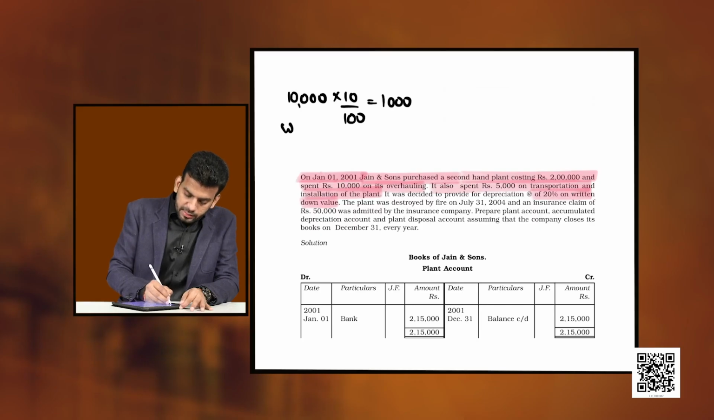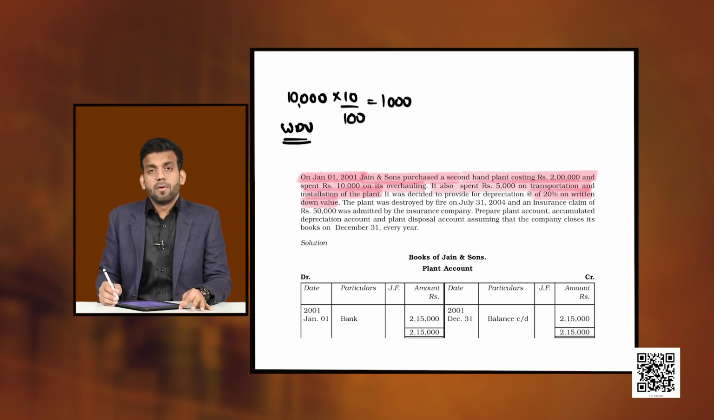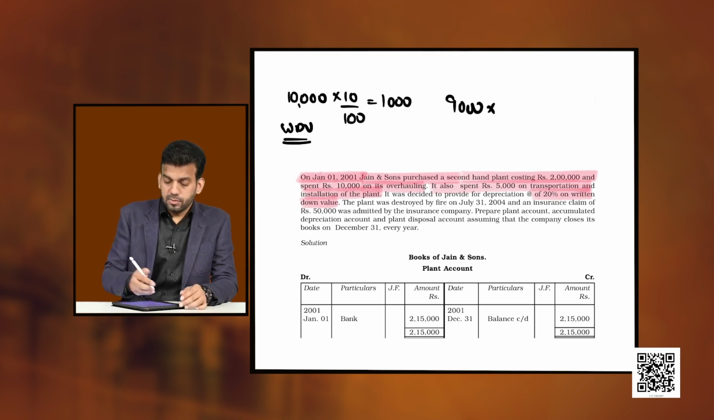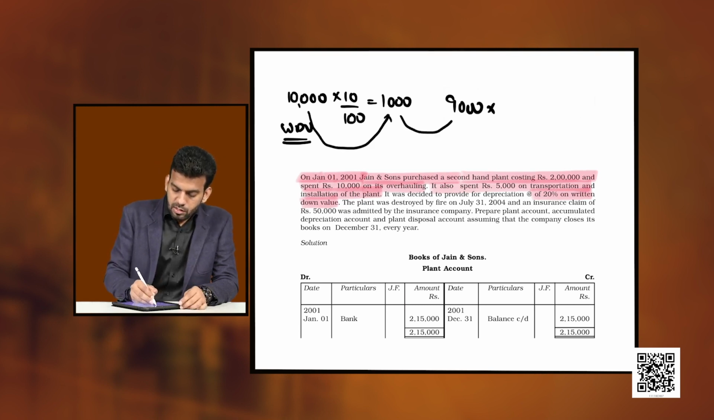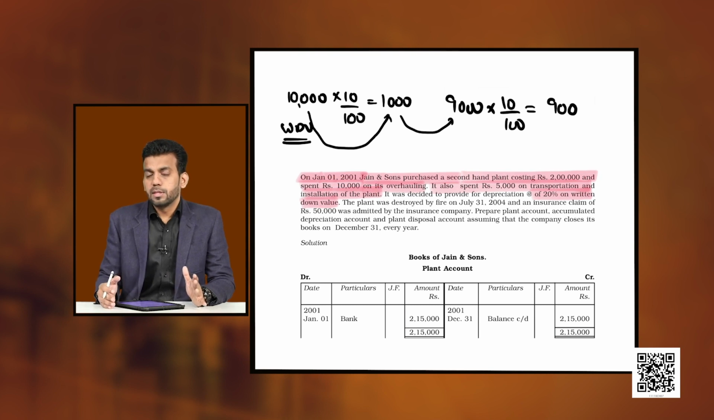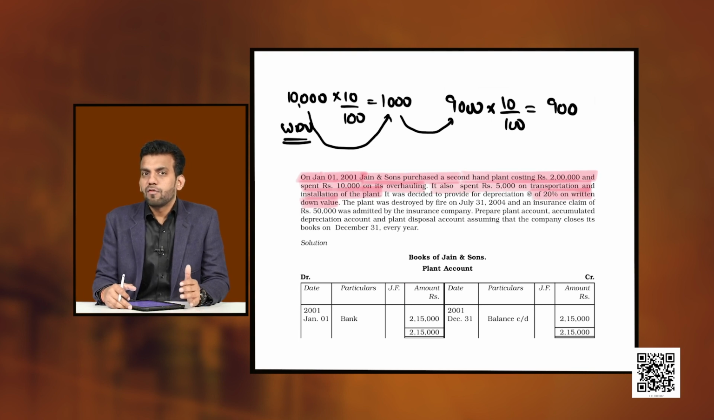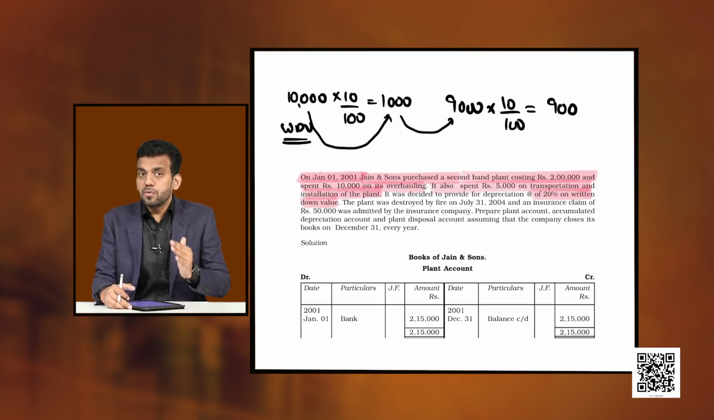But when we talk about the written down value method, in the first year, 10% of 10,000 is 1,000. But in the second year, the reduced value is 9,000. 10,000 minus 1,000 makes it 9,000. That means 10% of 9,000 is 900. This is the amount of depreciation for the second year. Year by year, the value of the machine is getting reduced and that reduced value is used to calculate depreciation.